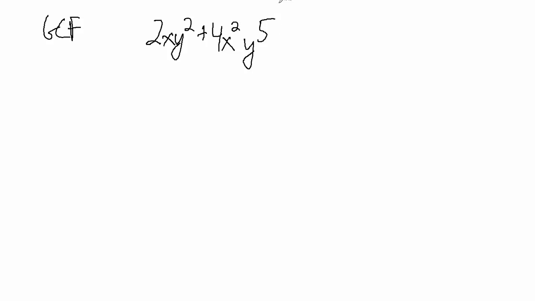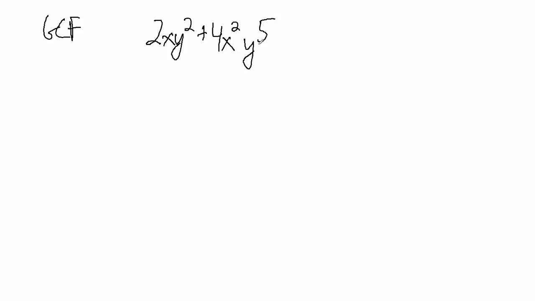Here is a third example of finding the greatest common factor, or GCF, of an algebraic expression. So in this example, we're going to look at the algebraic expression 2xy squared plus 4x squared y to the fifth.